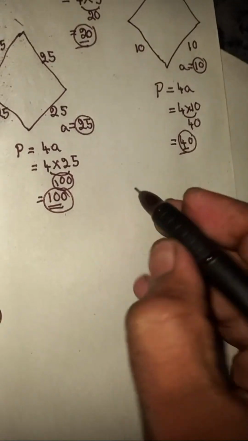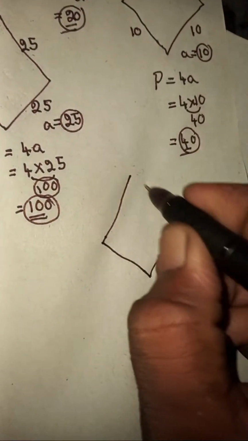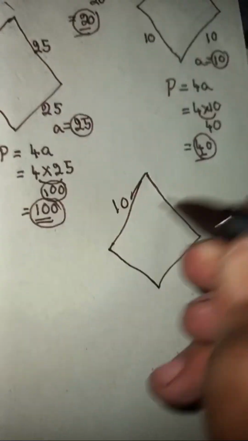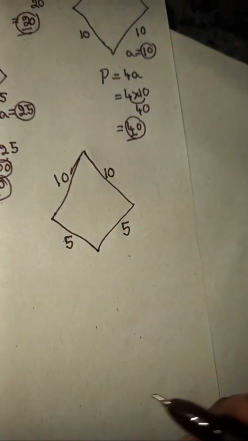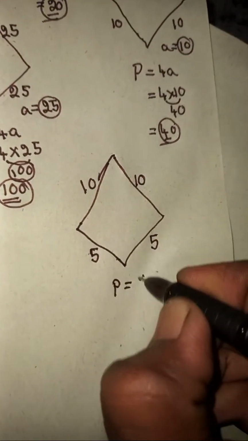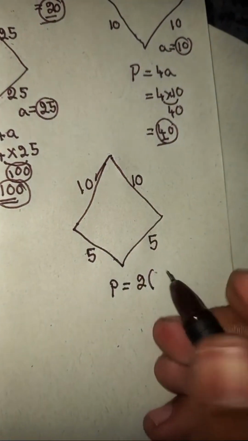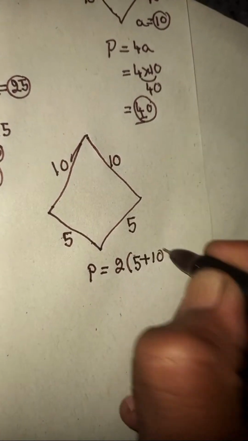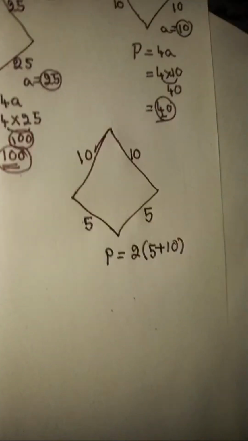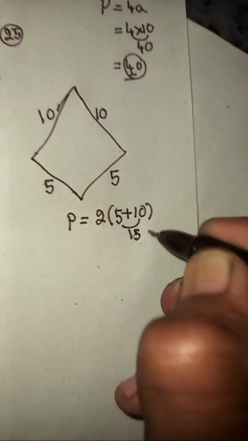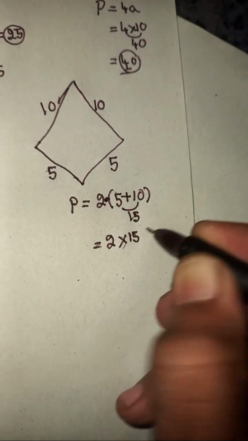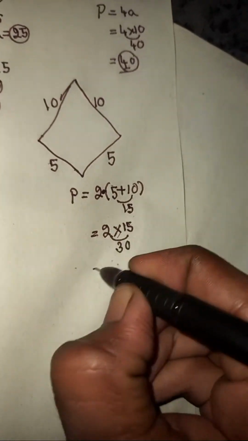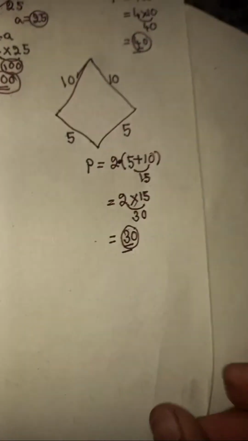Let's take the final kite. In this kite they have given this side length as 10 units and this side length as 5 units. So this side also becomes 5, and this becomes 10. Now the perimeter is equal to 2 times the sum of different sides, that is 5 plus 10. You cannot take 5 plus 5 or 10 plus 10. Now 5 plus 10 is going to become 15. This remains as 2 times 15. Here the bracket means you can just multiply them. 2 times 15 becomes 30. 30 units is the perimeter of this kite.